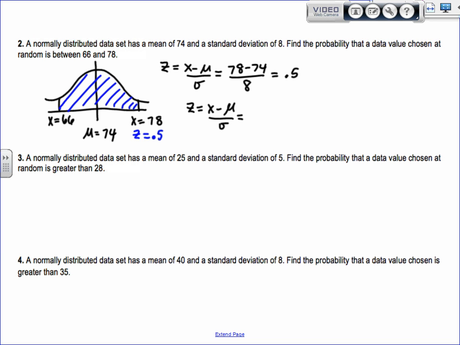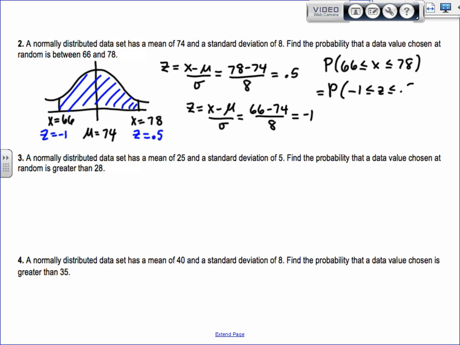All right, so I have 66 minus 74 over 8. So negative 8 over 8 is negative 1. All right, so that z-score is negative 1. So when you're asked to find the probability that x was between 66 and 78, what you're really doing is finding the probability that a z-score is between negative 1 and 0.5. You don't have to write out all of this fancy probability notation. I don't care. Just write the answer. I'm cool with it. But if you want to write that, you can.